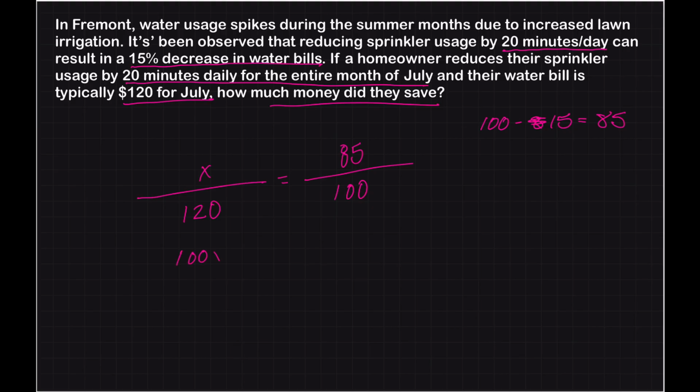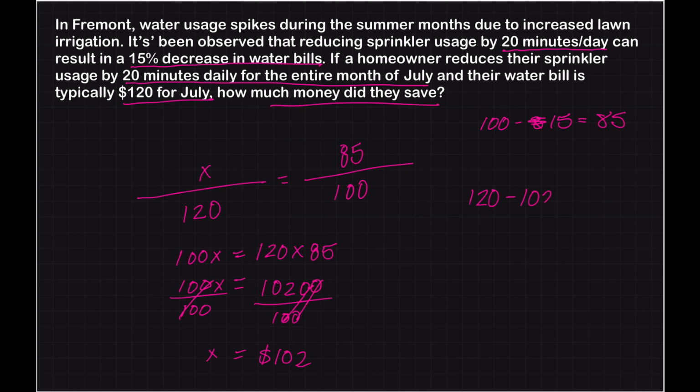So we're going to take 100x, and then we'll have 120 times 85. And that's going to give us 10200. And we'll have 100x. We'll divide by 100. We can just cross out these zeros. And then we'll get 102. So that's their bill for July. That's not what they saved. That's what their new July bill is. So then we can take 120 minus 102 and get $18, and that's how much they saved that month.